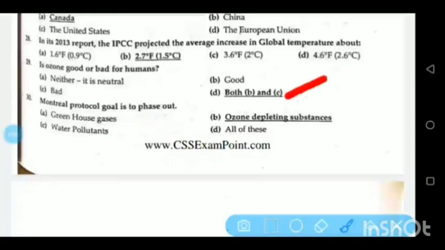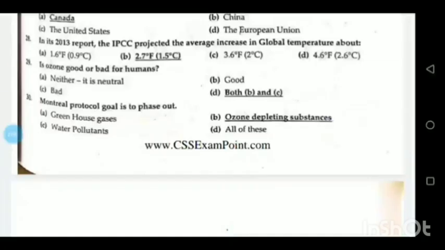Is ozone good or bad for humans? Both B and C. Good and bad. Montreal Protocol goal is to phase out ozone depleting substances.